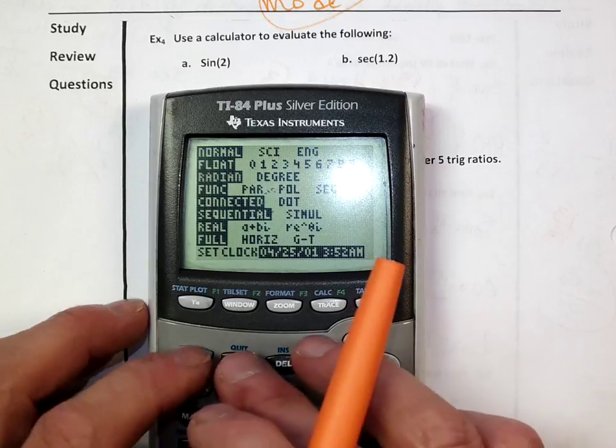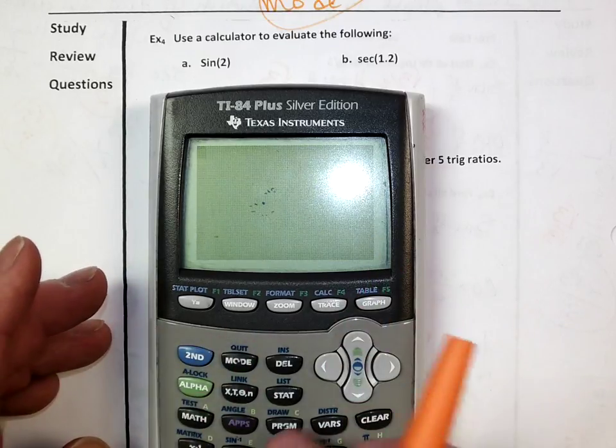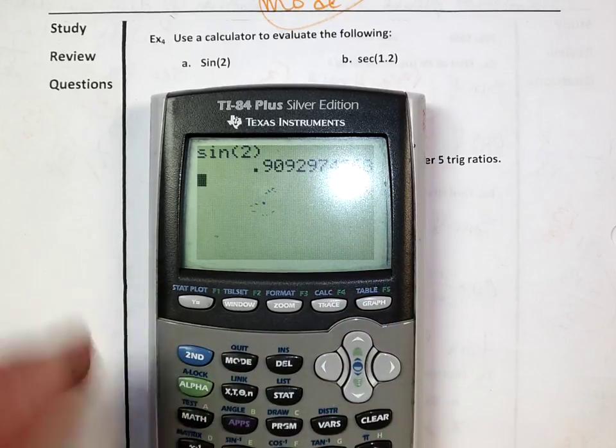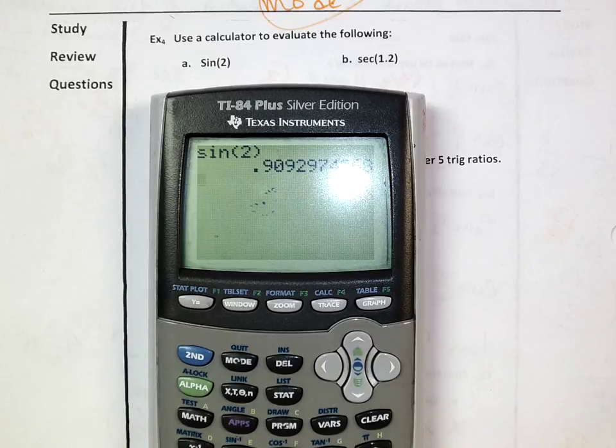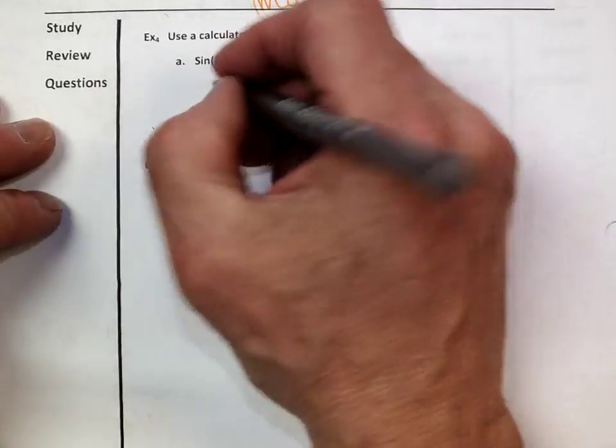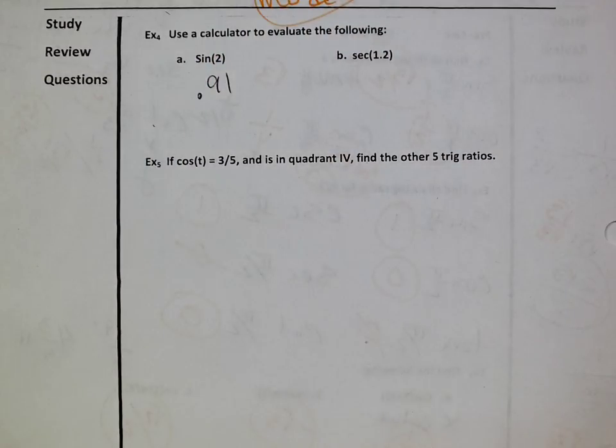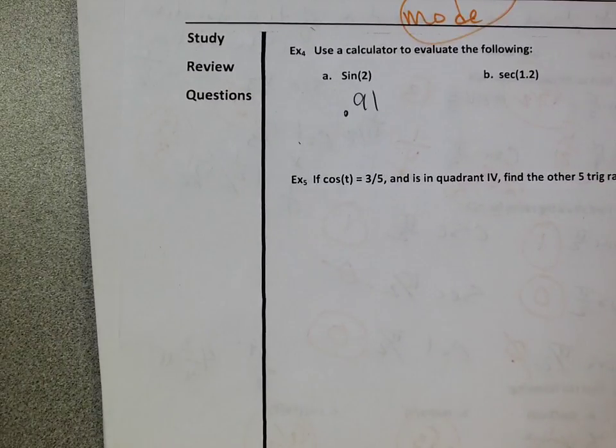Enter. Okay. And then I'm just going to go sine of 2. And I get about 0.91, okay? 0.91. What does that mean? I want you to know, because so often we just get an answer, okay, 0.91, whatever, I got the answer, right. What does it mean? Well, I want to show you what it means.